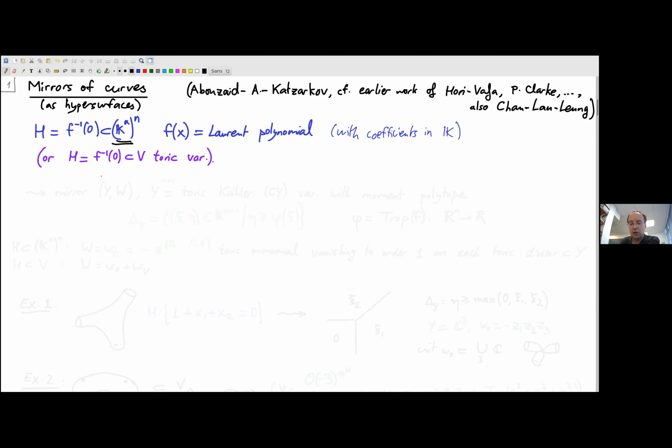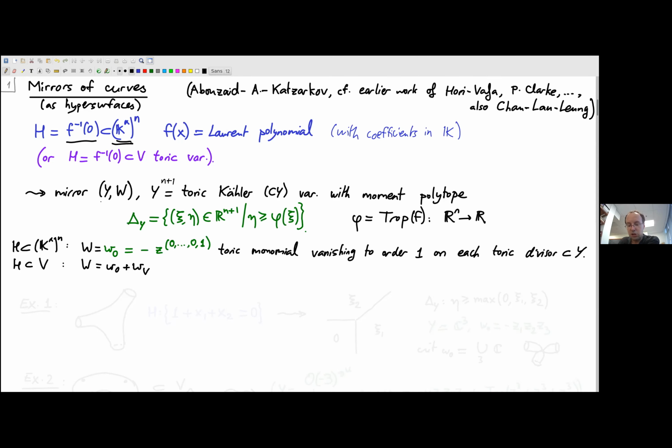And there's an algorithm which, given a defining equation for a curve, produces a mirror Landau-Ginzburg model, a toric Calabi-Yau, together with some superpotential. This is sometimes called the Hori-Vafa mirror because they were the first to propose something of this sort. Maybe in the opposite direction, but anyway. So there's a concrete construction, which I'm just putting here for completeness.